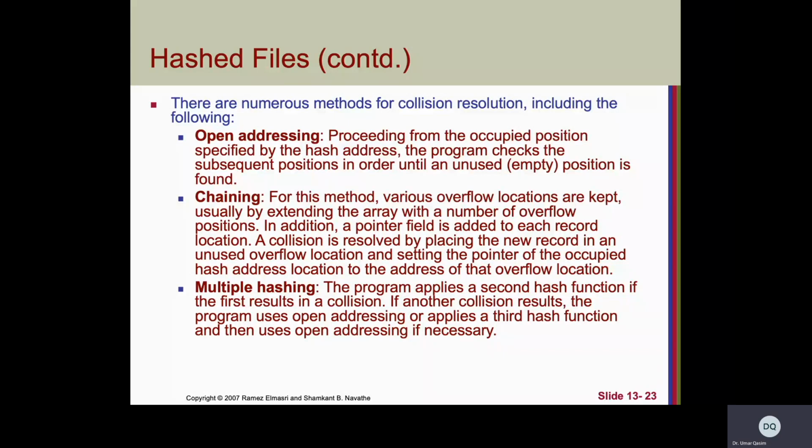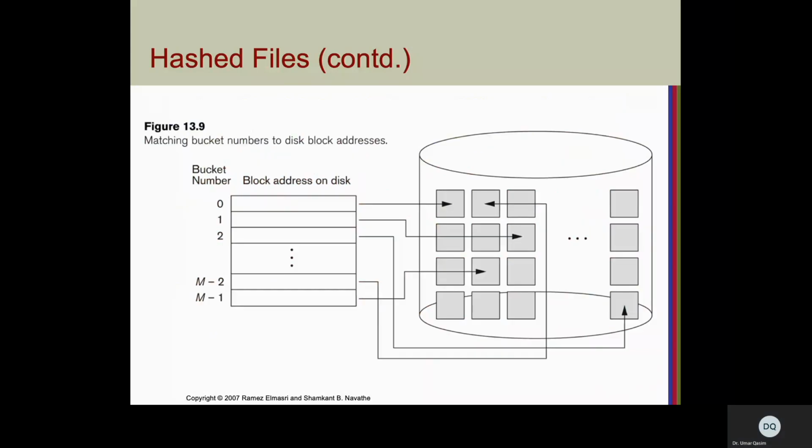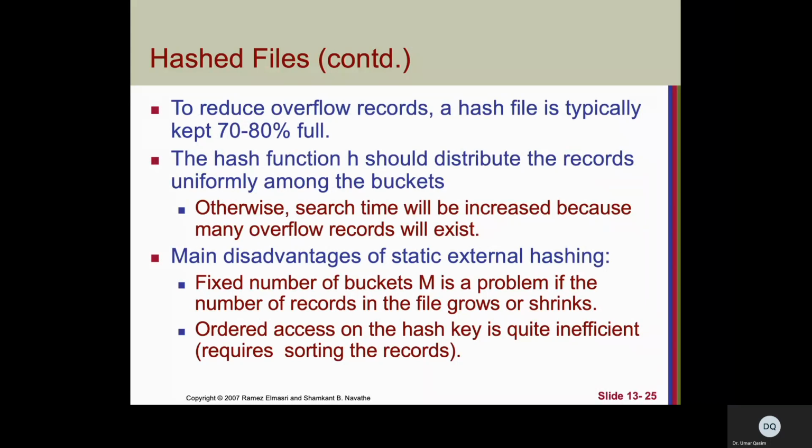Multiple hashing is where you use one hashing function, and if that is full, then you use another hashing function, or maybe a third. So you have several hashing functions which help you find a location for your record. Here, if you visually see it, you have buckets, and those buckets are stored on the physical disk, and your records go into those buckets.